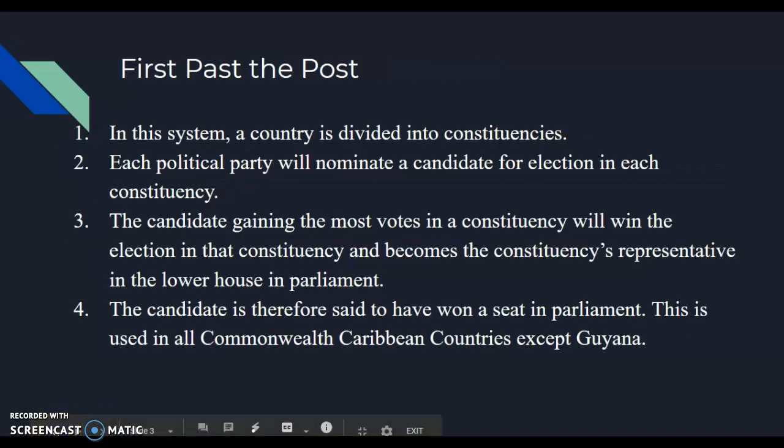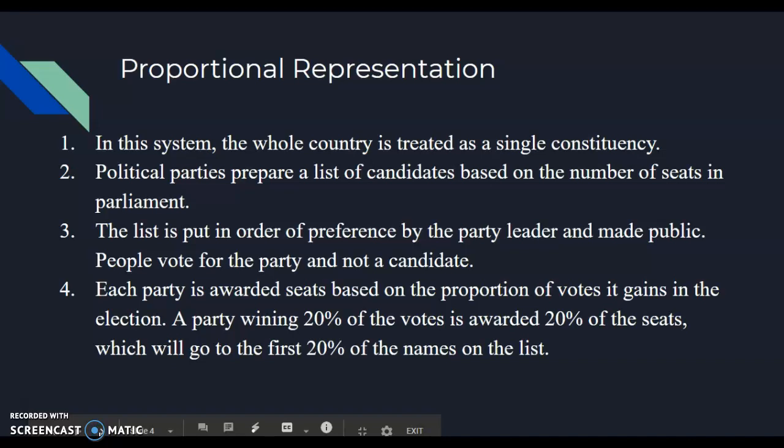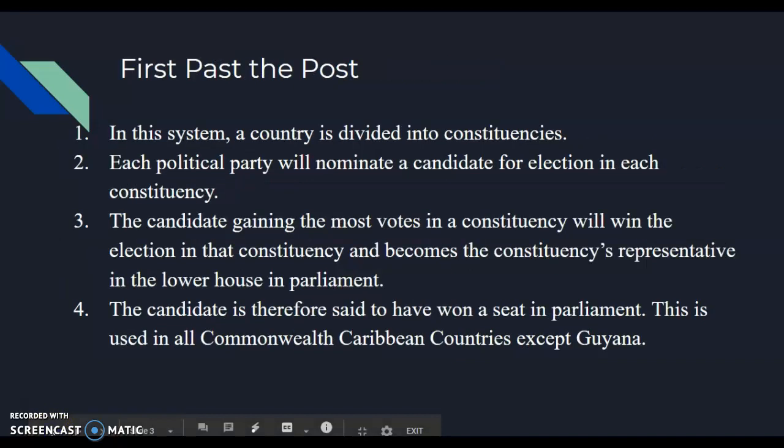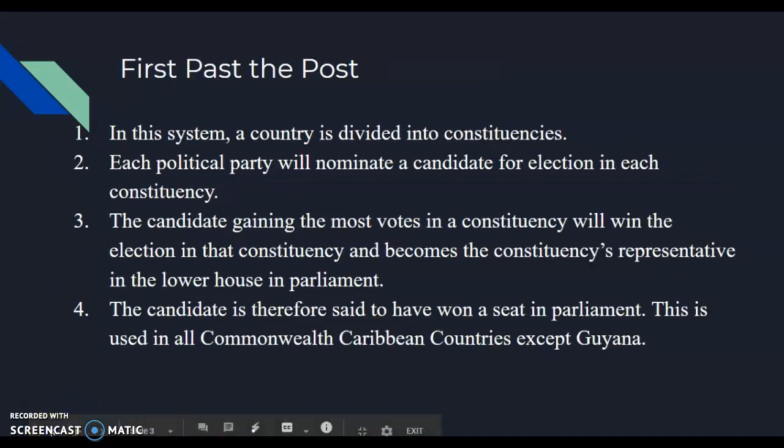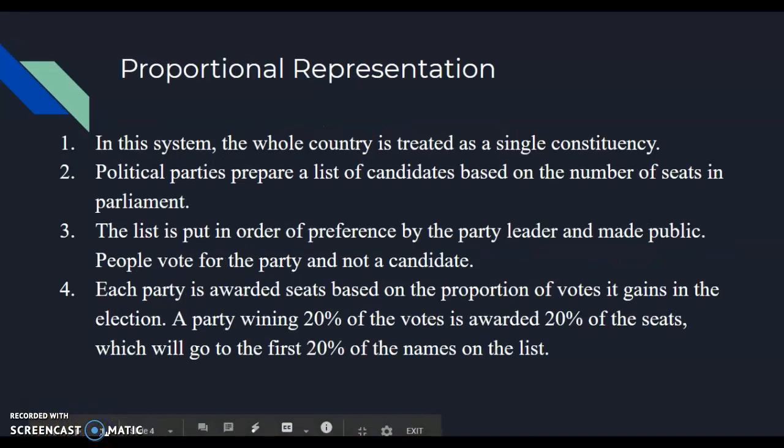In the first past the post, we can say that candidates represent a constituency, while in the proportional representation, there is no division. Therefore, candidates do not represent a particular area. Another difference is that for the first past the post, it is the number of seats that determine the winner, while in the proportional, it is the number of votes that determine the winner. In the first past the post system, people vote for the candidate, while in the proportional representation system, people vote for the party.